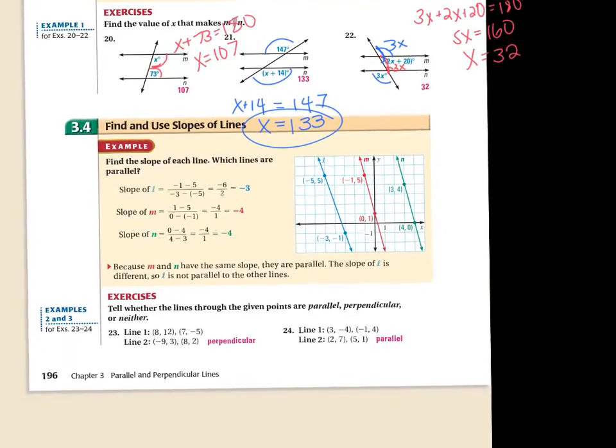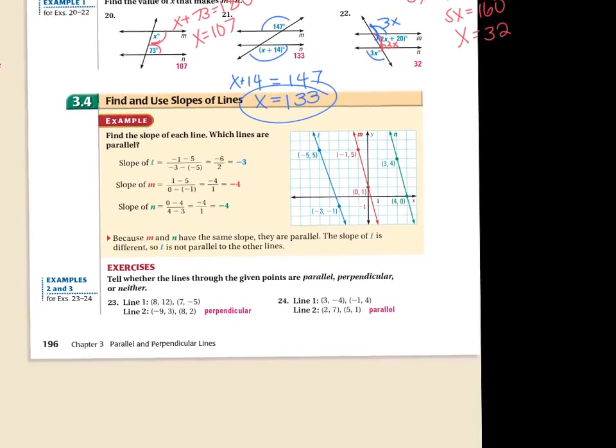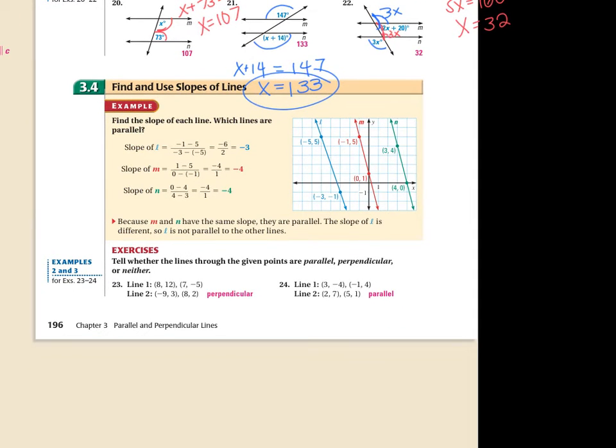3.4 was the start of slopes. So we talked about how to find slopes given points, how to find slope given a graph, which would be rise over run, how to find the slope of a vertical or horizontal line. So vertical would be undefined and horizontal would be 0. These questions ask to tell if the lines are parallel, perpendicular, or neither. So if they're parallel, the slopes would be the same. If they're perpendicular, they're the opposite reciprocal.